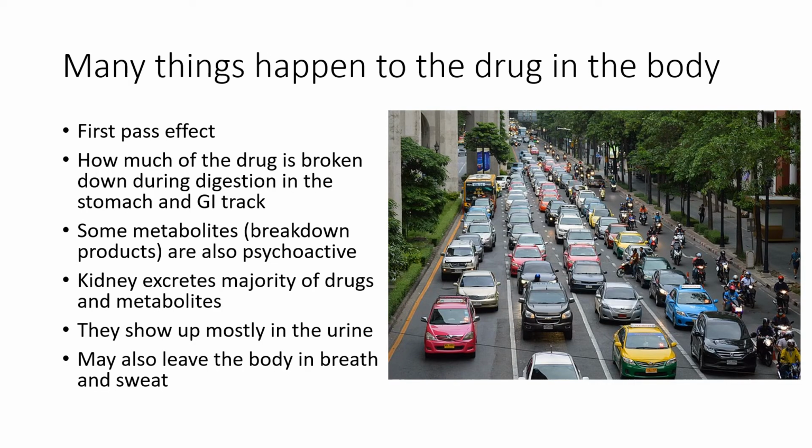Many things happen to a drug in the body. The first pass effect is important. This tells us how much of the drug is broken down during digestion in the stomach and the gastrointestinal tract. Some of the metabolites, the breakdown products, are also psychoactive. Cocaine is a good example of this. The kidney excretes the majority of drugs and metabolites, which leave the body in the form of urine. And those drugs, or their metabolites from breakdown, will show up mostly in the urine. Some drugs may also leave the body in the breath and in sweat.